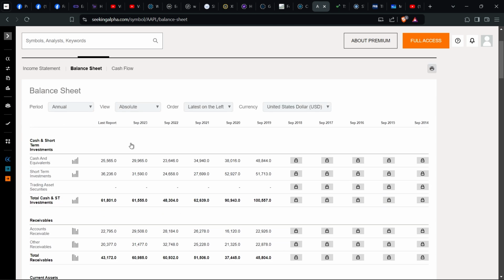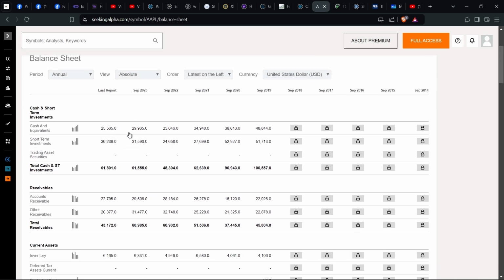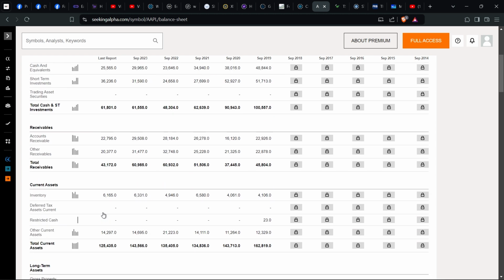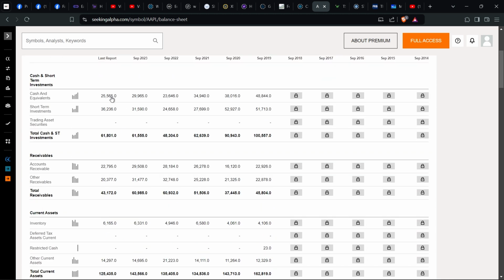Something else, you can see here it's not indicated whether these numbers are in millions or thousands. So you have to scroll down here completely. You can see in millions of United States dollars, USD, except per share items. So all this is in millions. In millions meaning this 5, for example, is 5 million, this 65 is 65 million, this is 565 million, and this now is in the billions. So this is 25 billion.